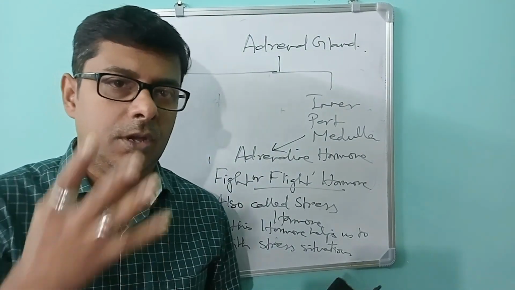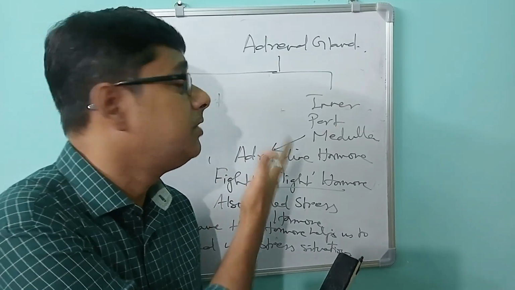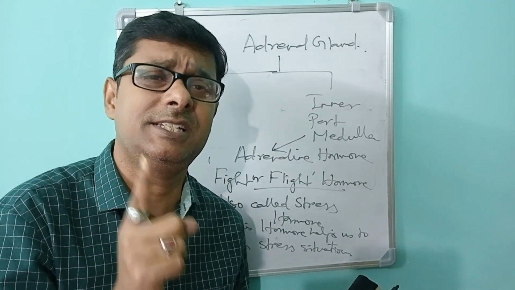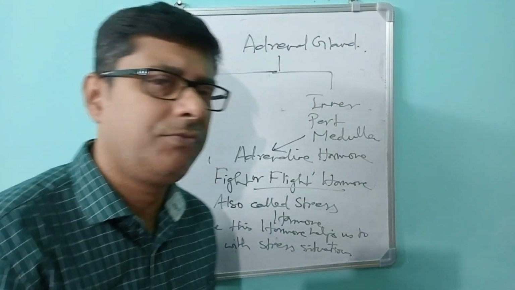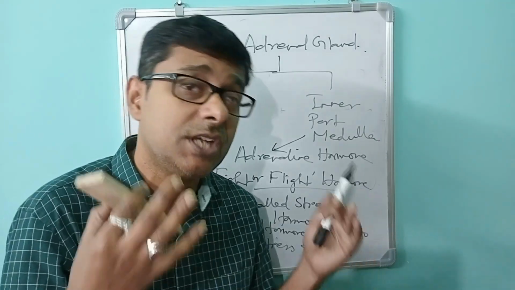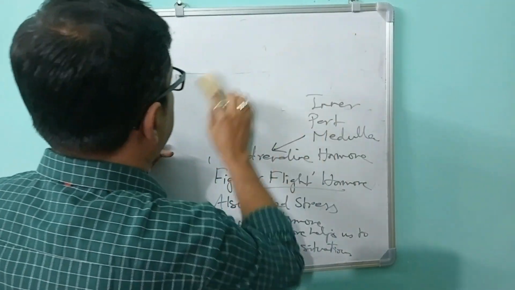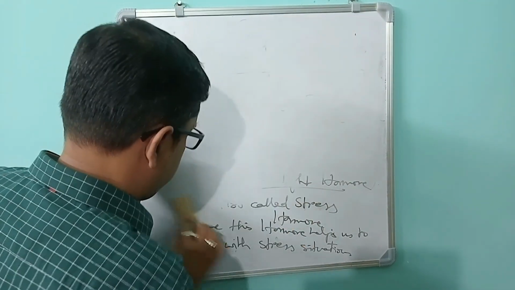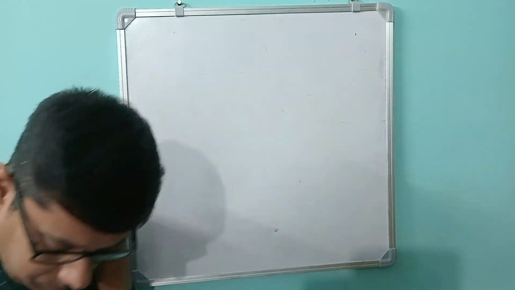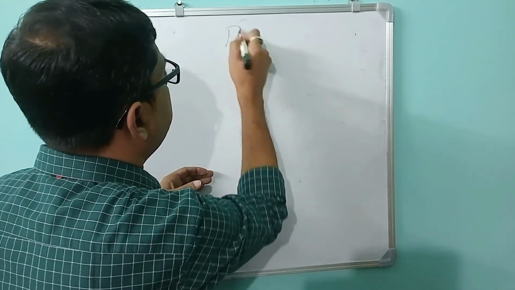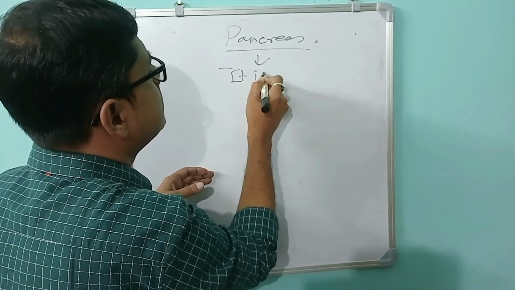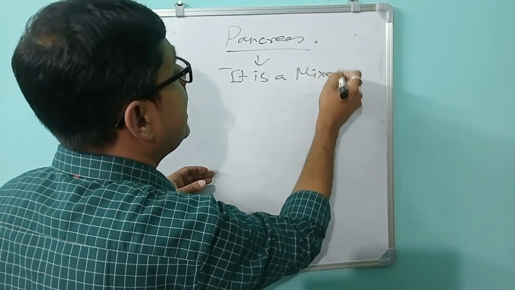Okay, students, today in this class we will discuss... we have completed the adrenal gland, we have completed discussing the thyroid gland. We will discuss a very important gland, I would not say it is an endocrine gland, rather I would call it a mixed gland, which is the pancreas. So, pancreas. Remember students, it is a mixed gland.